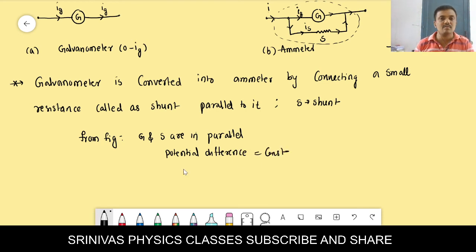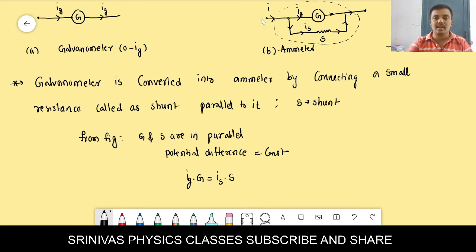Potential difference is constant, which means what is the potential difference across the galvanometer? Current through the galvanometer into resistance of the galvanometer. What is the potential difference across the shunt? Current through the shunt into shunt resistance. Is it correct? Voltage across the shunt is current into resistance, and voltage across the galvanometer is current into resistance. Right? So IG G equals IS S.